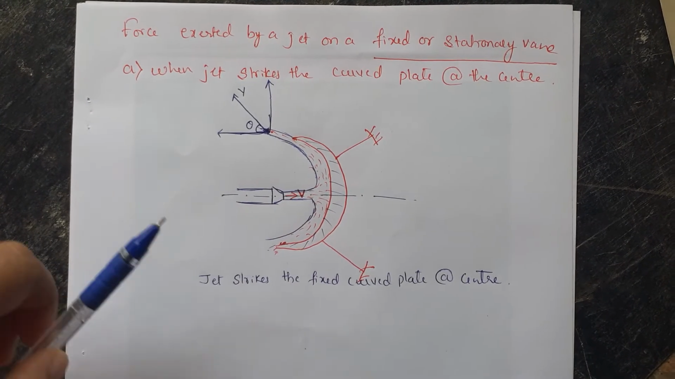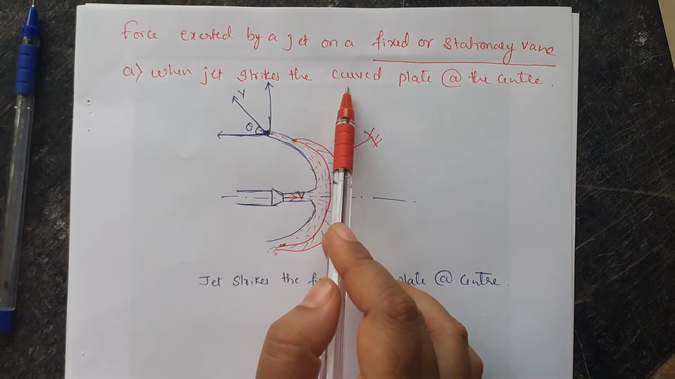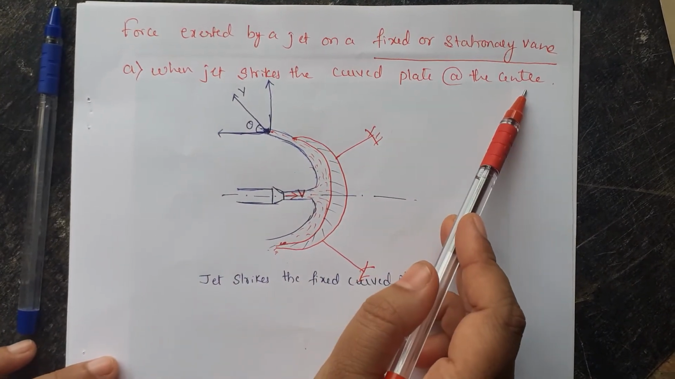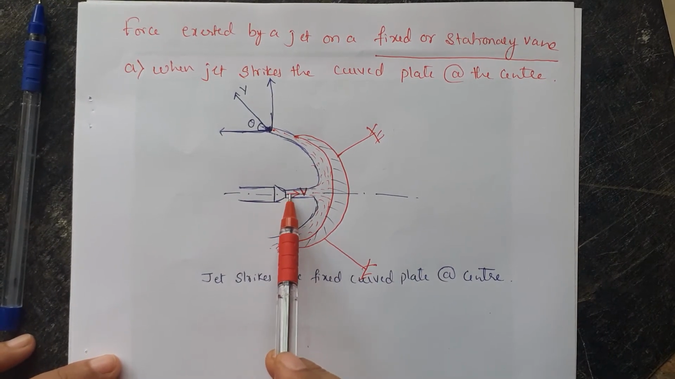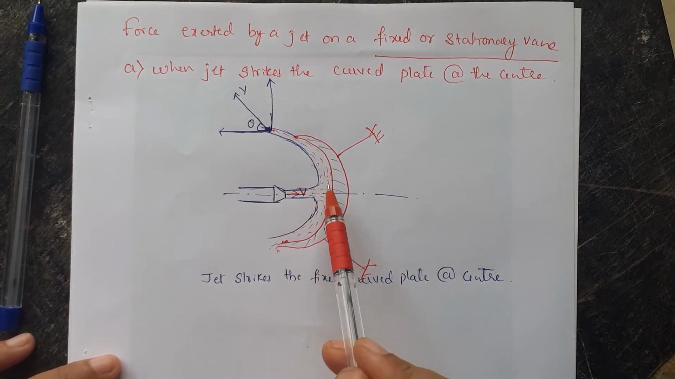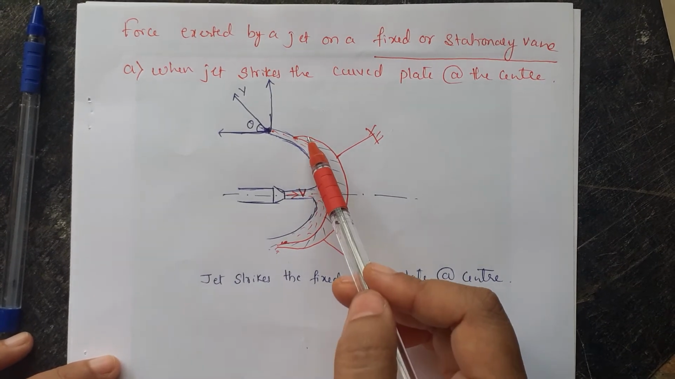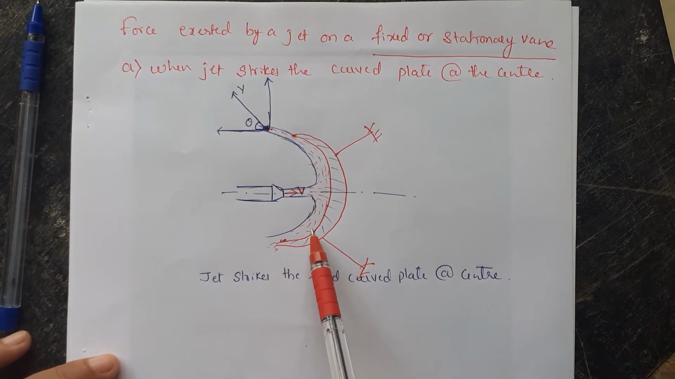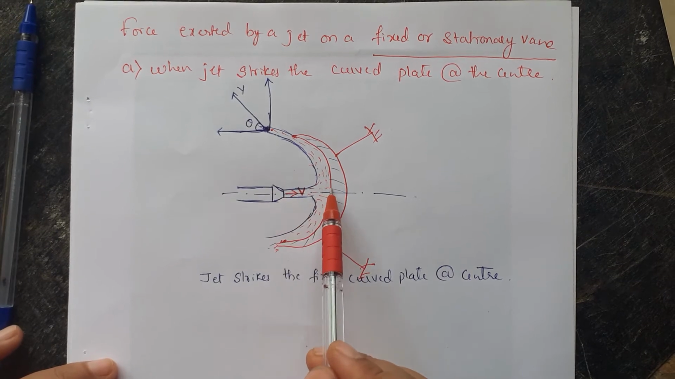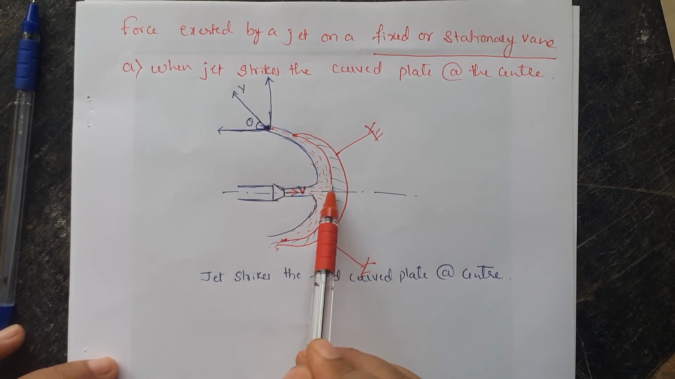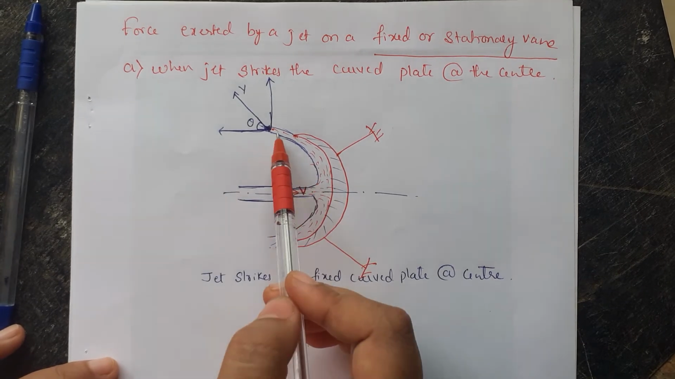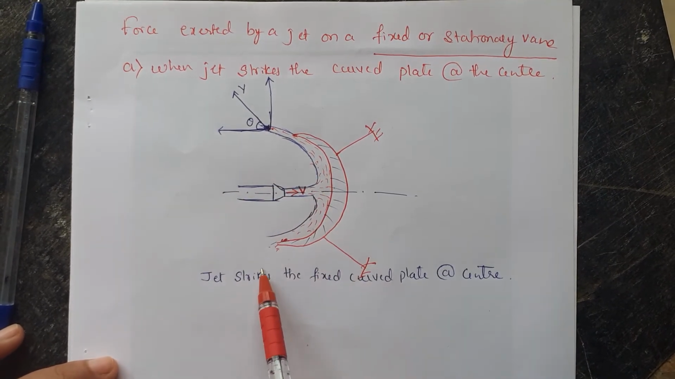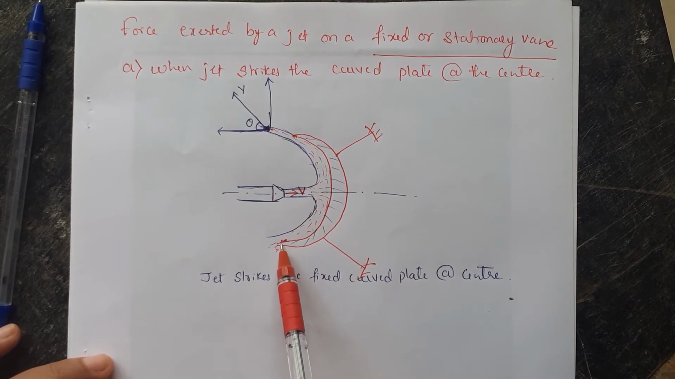Okay, so when the jet of water strikes the curved plate at the center, first condition is that. Here is the jet of water, which is striking the fixed curved plate. Here the curved plate is fixed. So it is striking the fixed curved plate at the center. When this jet strikes at the center, what happens? The water is going to expel from the sides of the curved plate.